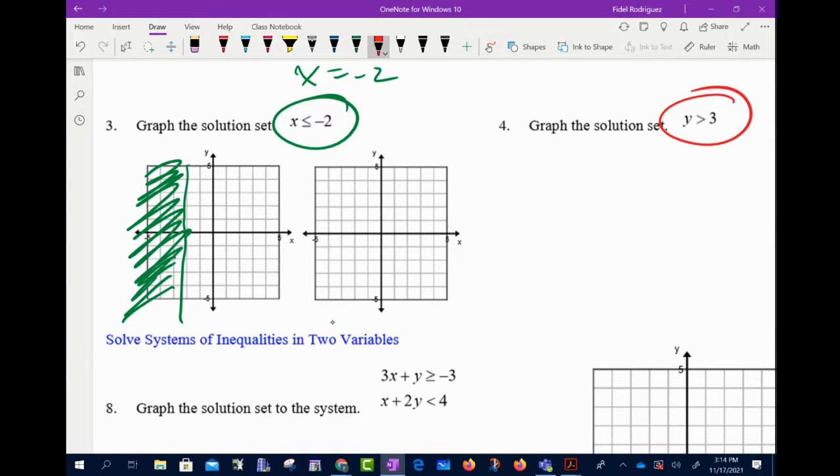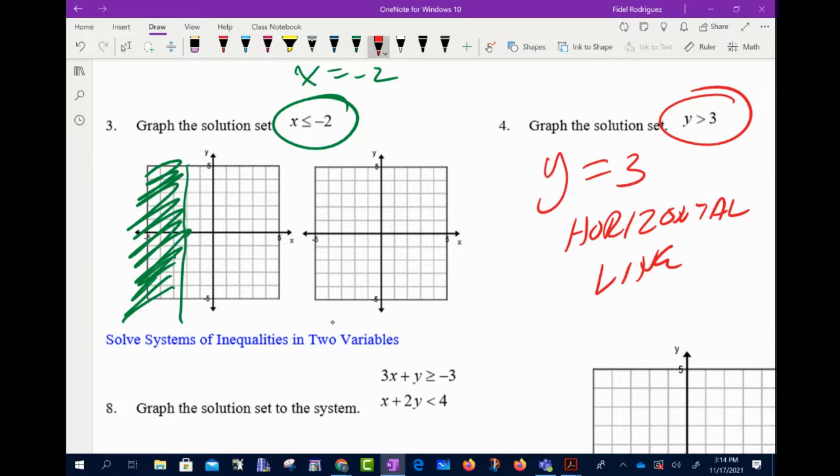Okay, so look at the next one. First I'm going to do, y'all, y equals 3. These are horizontal lines. Okay, y equals 3. Everybody agree? 1, 2, 3, right here. Dotted.